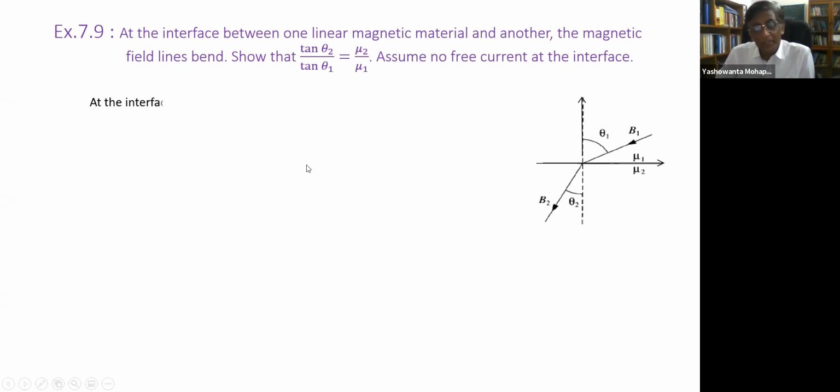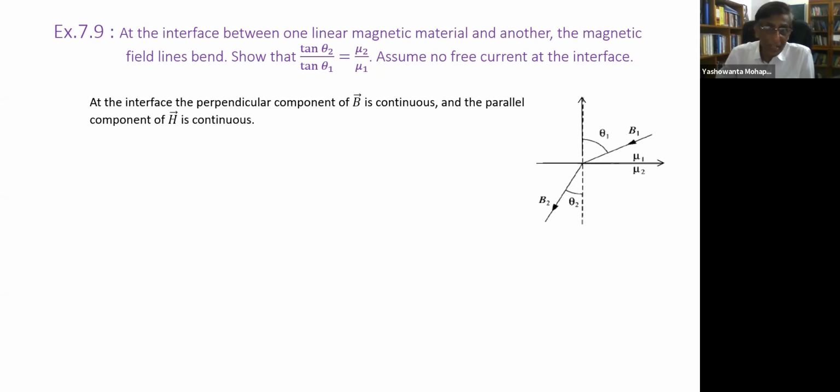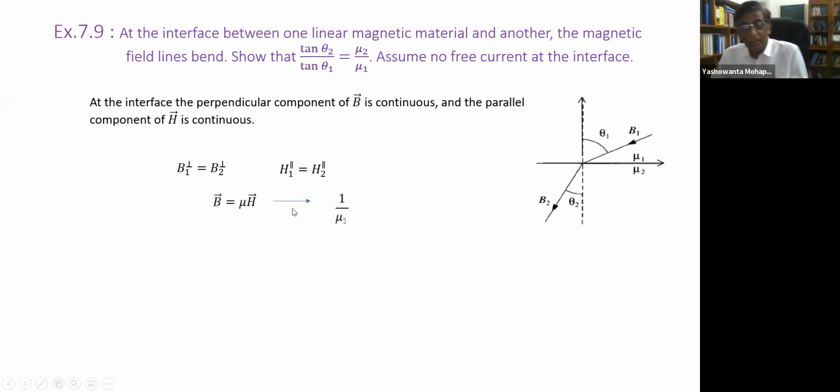So let me go through it. At the interface, of course, the perpendicular component of B is continuous, and the parallel component of H is continuous. That's the heart of the problem. Hence I can write down B1 perpendicular equals B2 perpendicular, and H1 parallel is equal to H2 parallel at the interface. But I know B is mu H, and hence I can use that to write B1 parallel by mu1 equals B2 parallel by mu2.